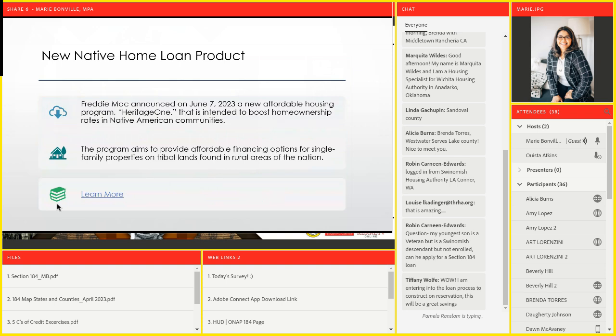And then lastly, Freddie Mac announced on June 7th that they have a new affordable housing program that they are rolling out as well. It's called Heritage One. It's intended to boost home ownership. I imagine that it's going to look very similar to Section 184 in terms of eligibility. But the idea is they worked really closely with the South Dakota Native Homeownership Coalition to talk about the issues facing most homeowners on the reservation and the lack of capital.